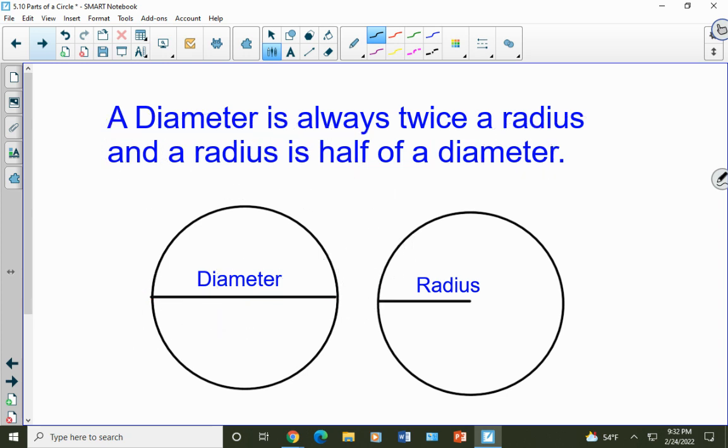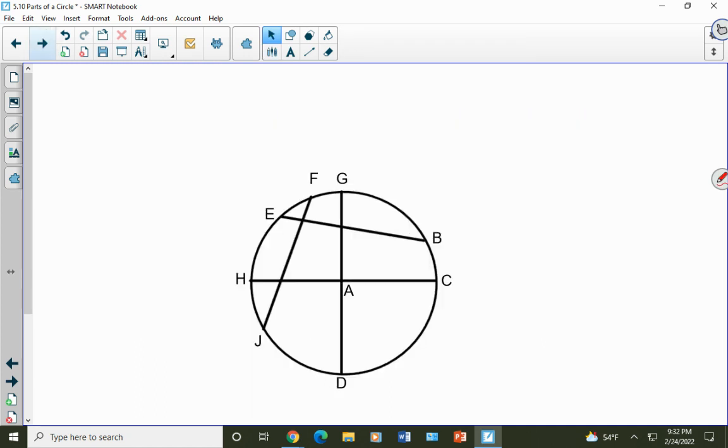Now let's practice. Okay? Next slide is practice. You see I've got a circle here with all kinds of points on the circle. Okay, so we're going to practice real quick here. So I want to name all the chords. Okay, remember what a chord is. A chord is 2 points, a line segment that's connected by 2 points on the circle.